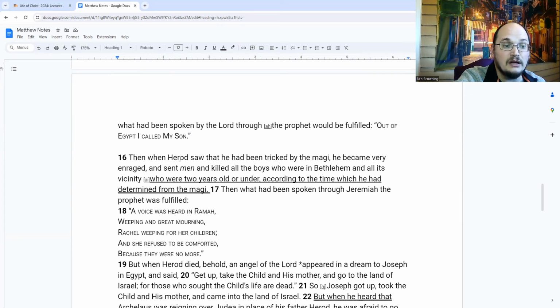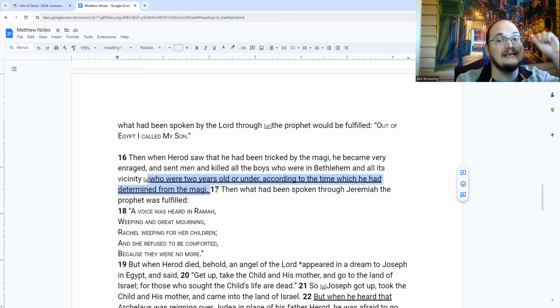Then when Herod saw that he had been tricked by the Magi, he became very enraged, and he sent men and killed all the boys that were in Bethlehem and all its vicinity, who were 2 years old or under, according to the time which he had determined from the Magi. So this seems to indicate that Jesus could have been possibly as old as 2 at this point. There's no guarantee, but based on when they first saw the star to this point, 2 years seems to have passed. So at this point, Jesus could have been as much as 2.